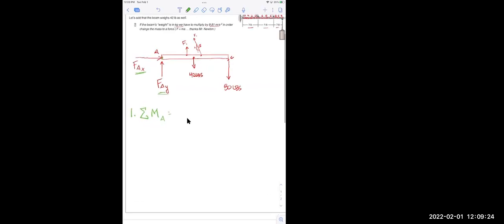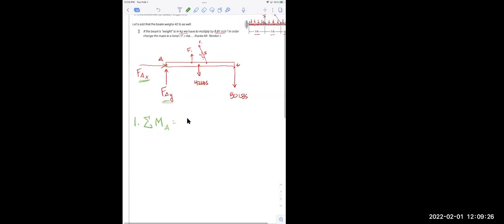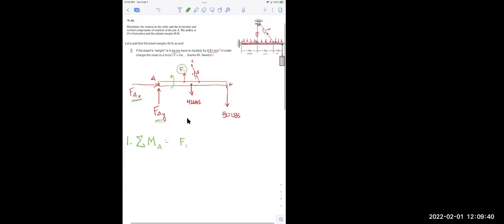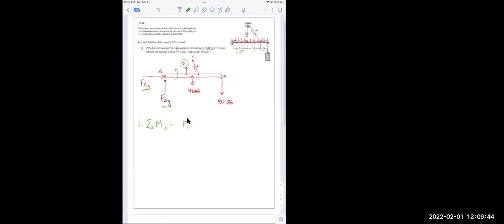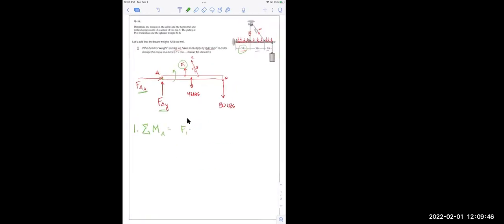Okay, so what are the sum of the moments in A? Well, where are all of these? Well, I've got this force one. And notice it's rotating in the counterclockwise direction, so that'd be positive. It's trying to rotate that way around A. And I know it's a distance of 5 feet. So force one times 5, so that's pounds times feet. So I've got that.